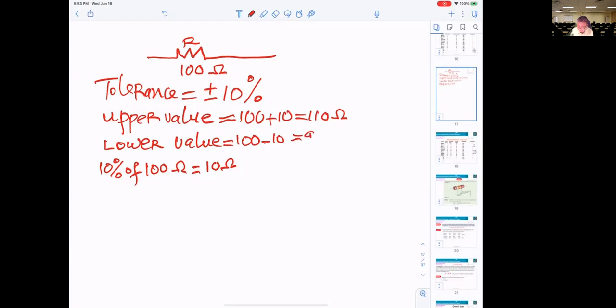Okay, so when you measure the resistor, say you get 95 ohm. Is it okay or not? It's okay. The thing is, it is inside the upper and the lower limits. So it could be good.